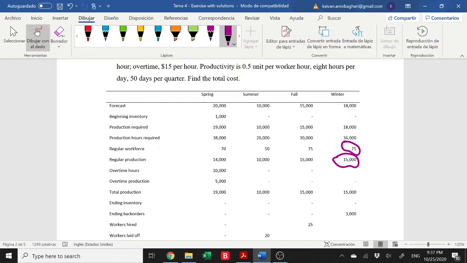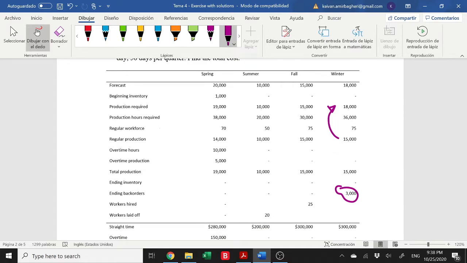Obviously, with this 75, as we saw before, we can produce only 15,000 of the production. Okay, we are producing 15,000, but as you see here, guys, we need 18,000. It means that there are 3,000 of production that we couldn't answer. And what is the meaning of that? It means that we just answered 15,000 of the production.